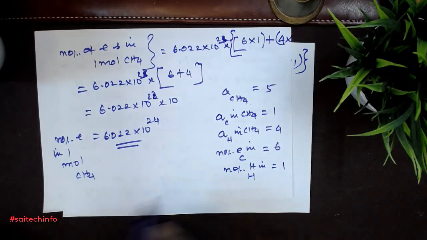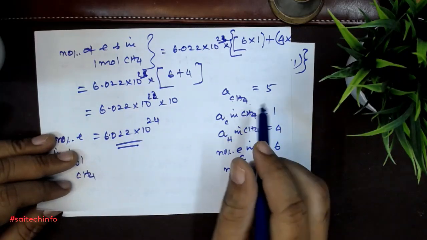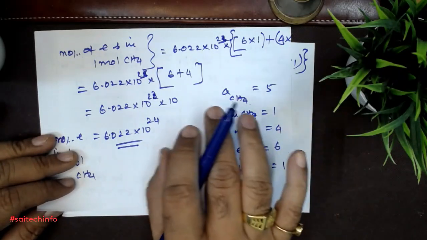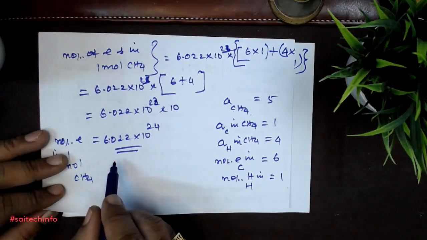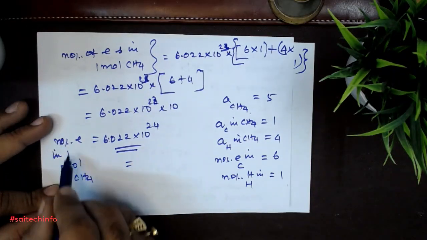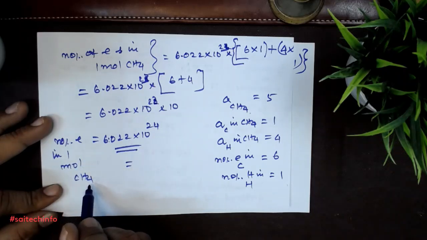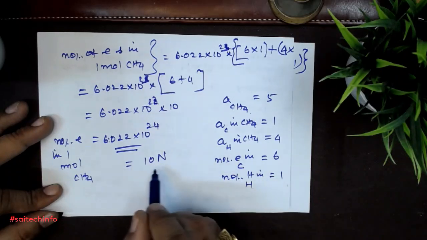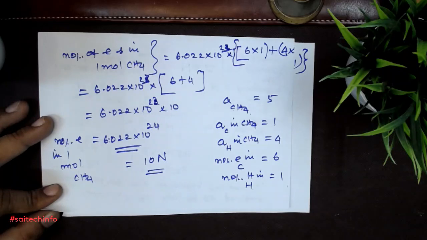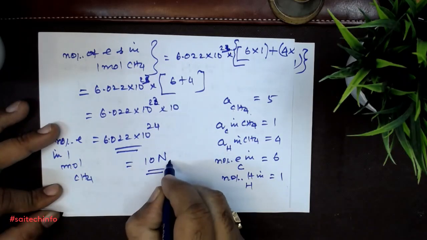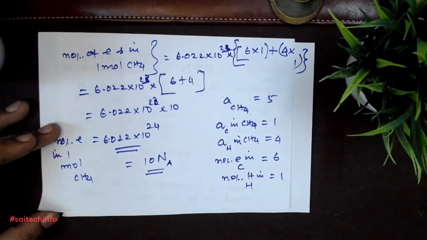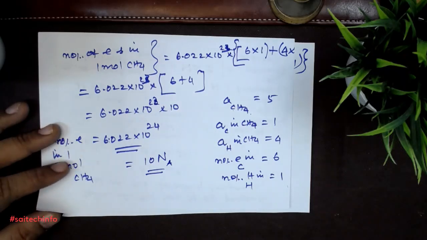So what we have done, we have individually calculated the atomicity and counted the number of electrons in each atom, multiplied it, then added, okay. And it can also be put this way: how many electrons are present in 1 mole of methane? 10 Avogadro's number of electrons. So you can do like this also. It is 10 N A, Avogadro's number, you can put N A if you want. So 10 Avogadro's number of electrons are present in 1 mole of methane. Do you understand this concept?